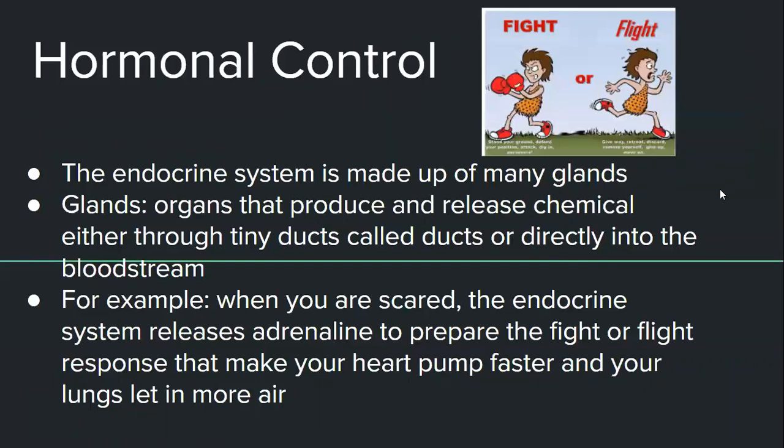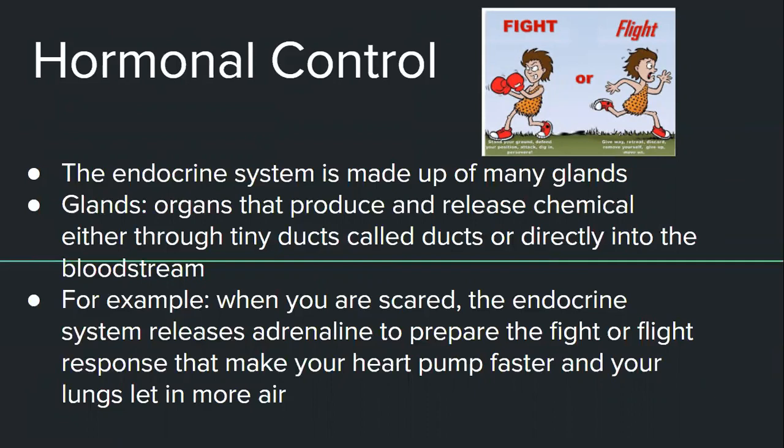Hormones also play a crucial role in our body. So the endocrine system uses chemical signals instead of nerves to control body functions. The endocrine system is made up of many glands, organs that produce and release chemicals either through tiny tubes called ducts or directly into the bloodstream. So for example, when something startles you, your adrenal glands send signals that prepare you to fight or run away. Your heart pumps faster, your lungs let in more air, and your ability to feel pain decreases. The pupils of your eyes even grow larger and allow in more light, so you're ready for action. The chemical produced by the endocrine gland is called a hormone.